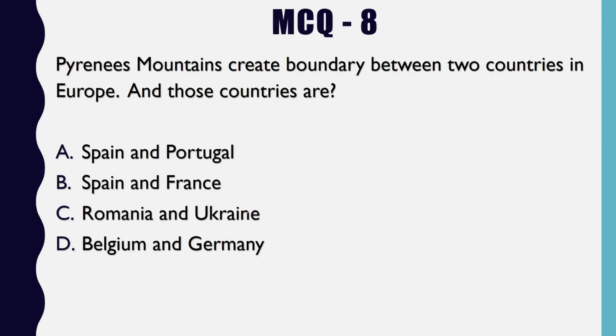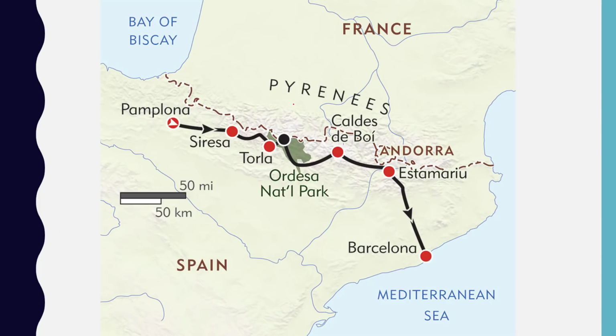Time flies, doesn't it? So this is the question. Pyrenees Mountains create a boundary between 2 countries in Europe. And those 2 countries are Spain and Portugal, Spain and France, Romania and Ukraine, or Belgium and Germany. Well, let's have a look at the map. This is the map of Europe. You can see this is France and this is Spain.